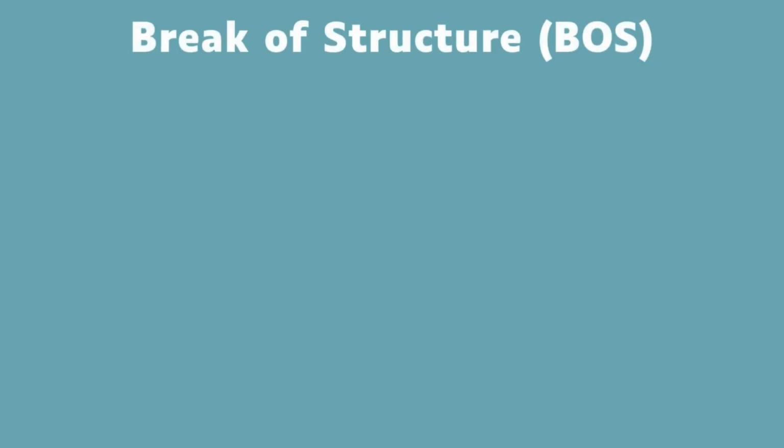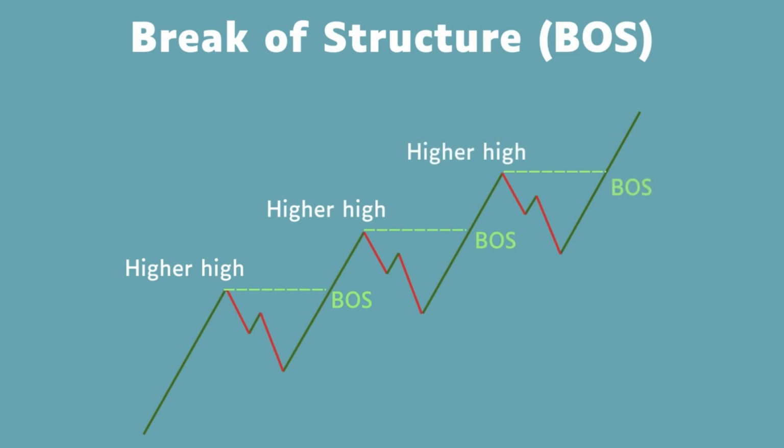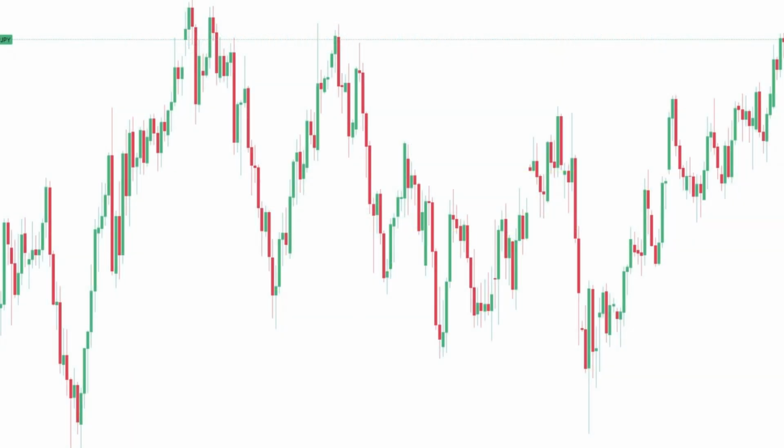Another SMC key term is break of structure. A break of structure occurs when price surpasses a significant high or low, indicating a potential change in market trend. In this pound-yen example, we can see an uptrend with higher highs and higher lows. The bearish break of structure occurs when price creates a lower low, breaking the previous market structure. This signals a potential trend reversal.